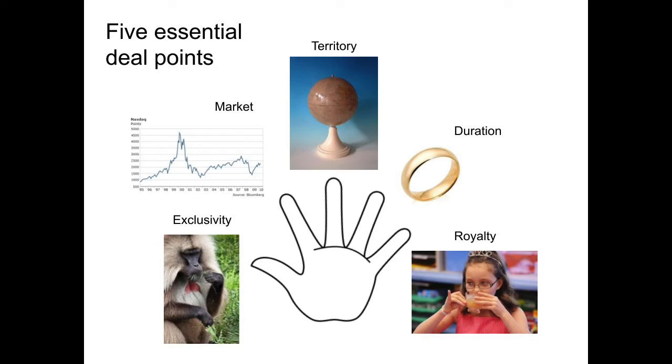The next is territory, and this is similar to a market, but it is geographical in nature. So the question is, does the licensee or the reseller have the rights to sell worldwide or only in a particular territory? And I associate this with the middle finger that sticks straight up because it's like the axis of a globe. The next is duration.